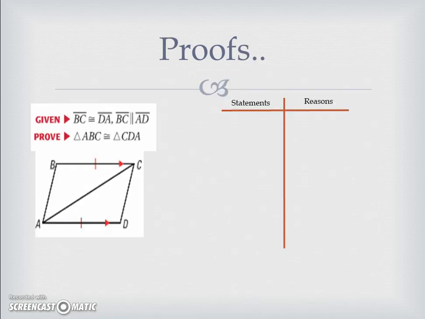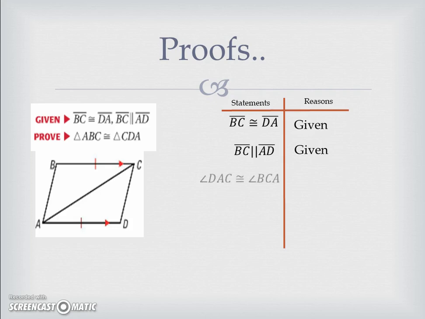Our next proof, you always start again with what's given. BC is congruent to DA, and BC is parallel to AD. Well, whenever you see parallel, you should automatically think of alternate interior angles and corresponding angles. And in this question, we have a pair of alternate interior angles. That's DAC is congruent to BCA, because they're on opposite sides inside the angles due to the parallel lines.